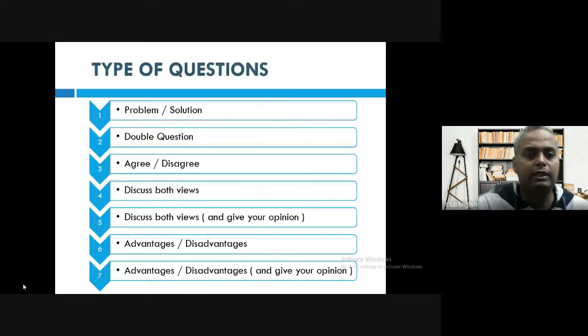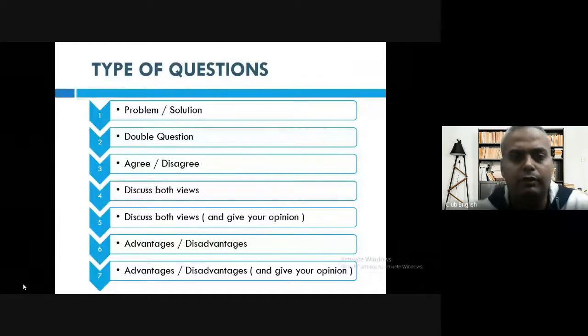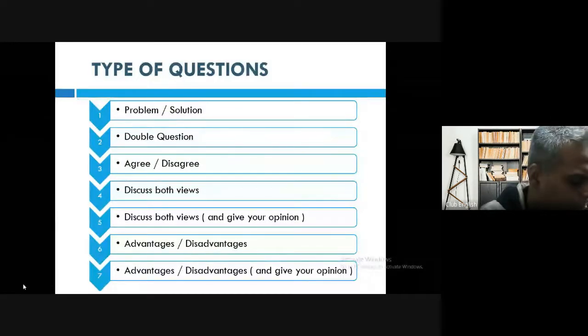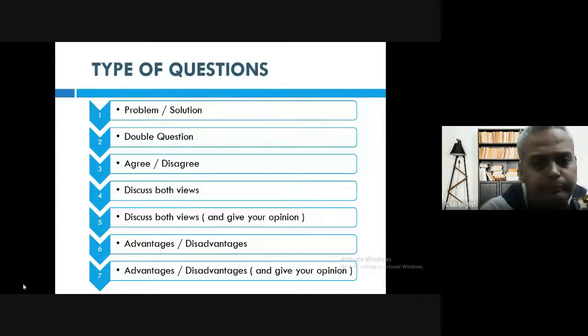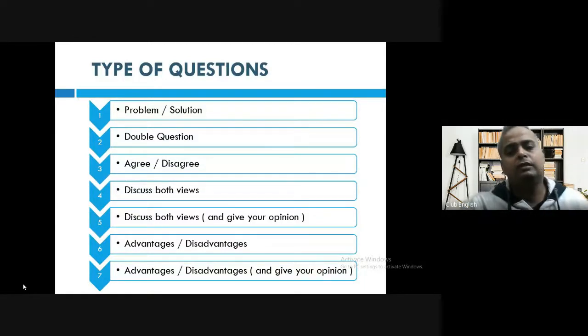So now these are the types of questions, as you can see, which a person generally gets in IELTS. These are the essay questions. So the first one is problem solution. On the next you can see it is double question, then agree, disagree, discuss both views, then discuss both views, give your opinion, advantages, disadvantages, and give your opinion. Sorry, without opinion, and advantages, disadvantages with your opinion.